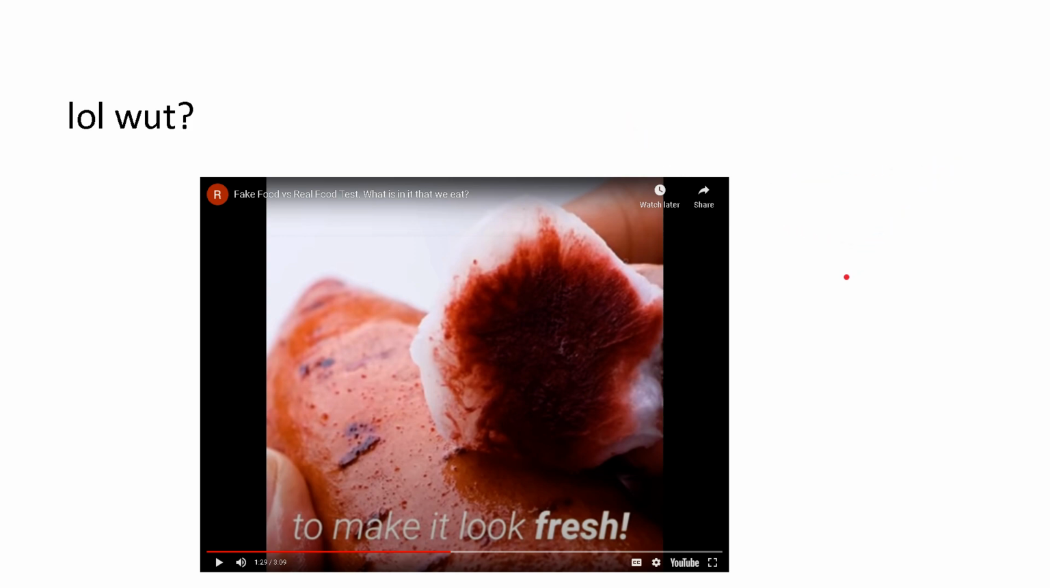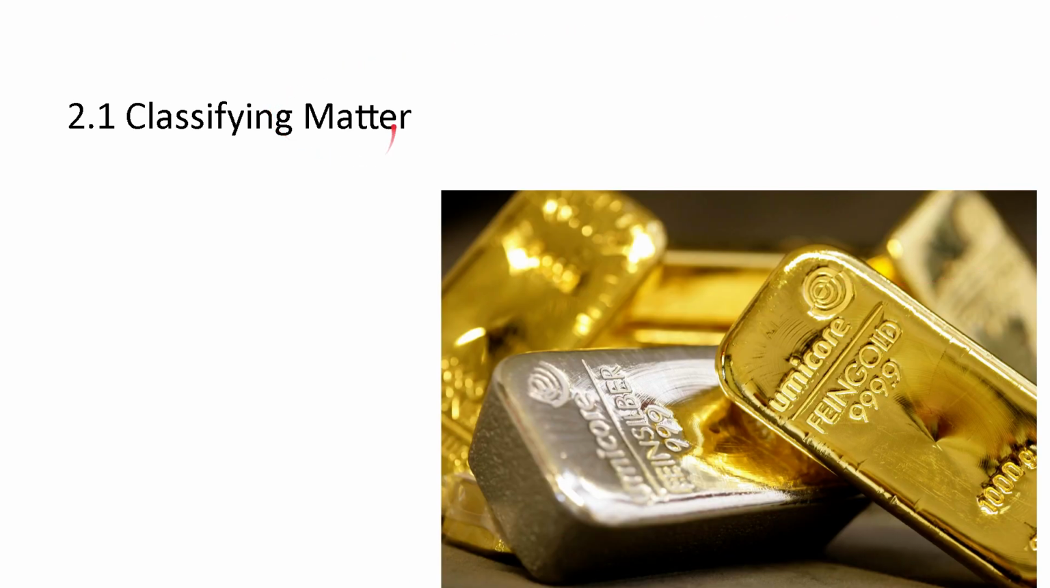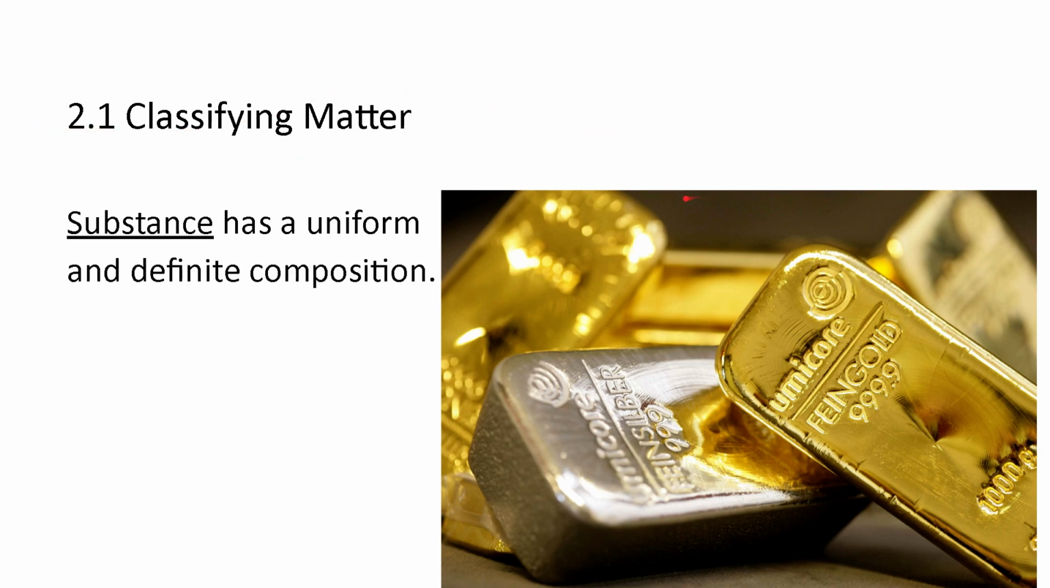I think I've had enough of this one, so we're going to move on to 2.1, classifying matter. This is going to be our first keyword in this section, and the first vocabulary word. This is a substance. A substance is something that has a uniform and definite composition, which means that if it is pure gold, this would be a substance. Again, pure substance.